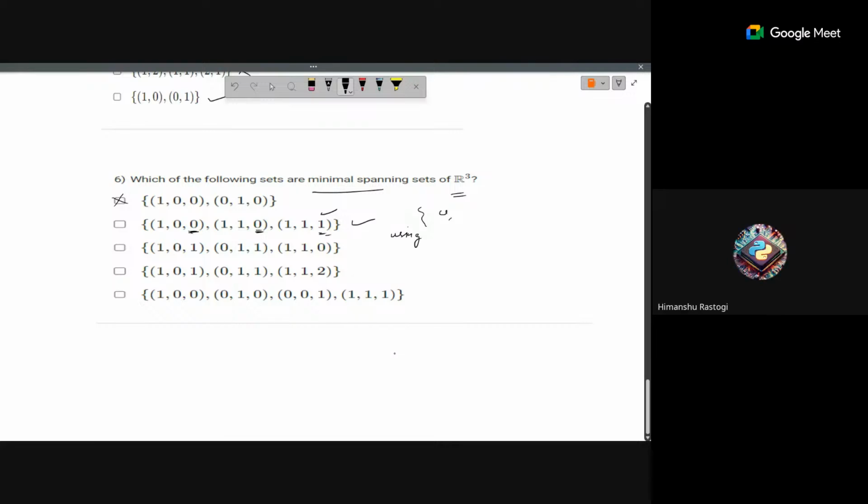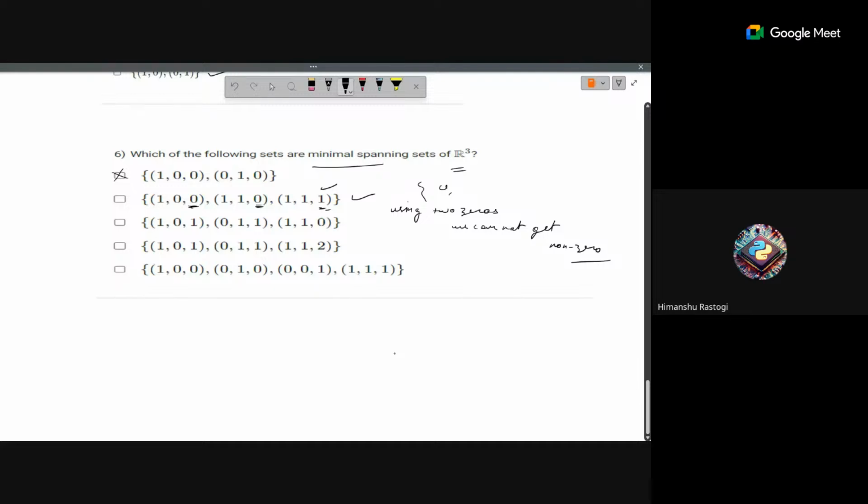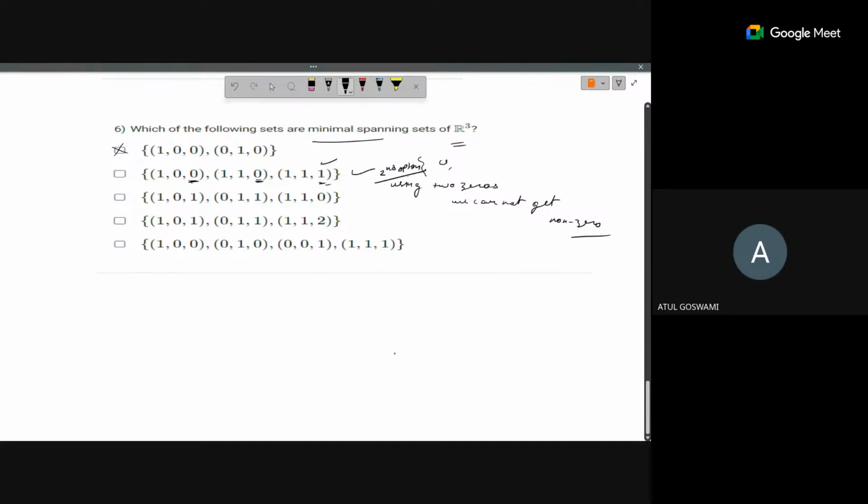This thing I used for the third question. That's why I was telling that I just compared the two rows and said that it is linearly independent. Using two zeros, we can check the second option. So second and third, now you can check. This is clearly not true.